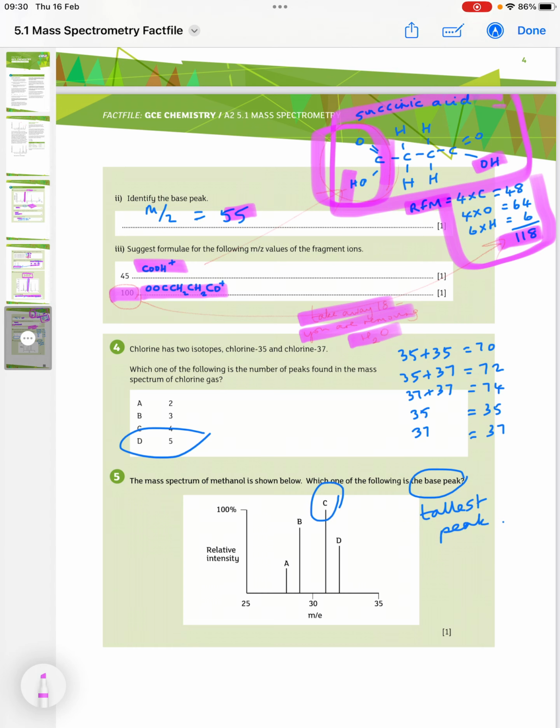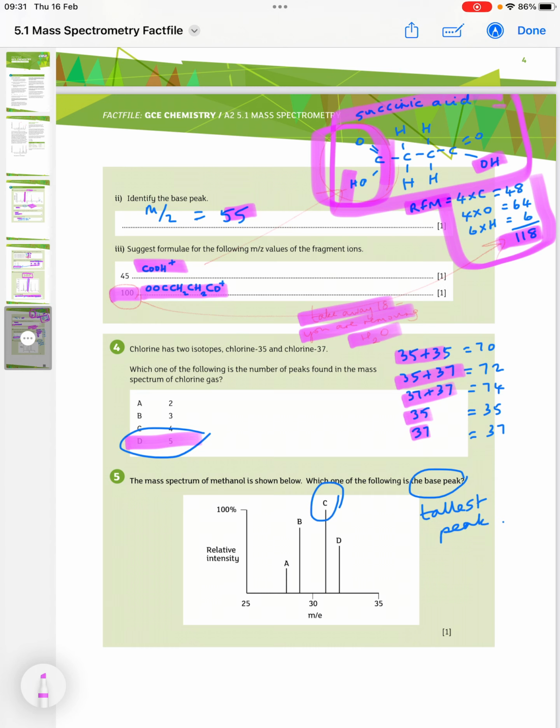Then it says chlorine has two isotopes, chlorine-35 and 37. Which one of the following is the number of peaks found in the mass spectrum of chlorine gas? This is dead easy from last year. So we're looking at the different combinations you could have in Cl2, which is a 35 and a 35, 35 and a 37, two 37s, and then you could get the single atoms, so 35 and 37, which is a total of 5 peaks.